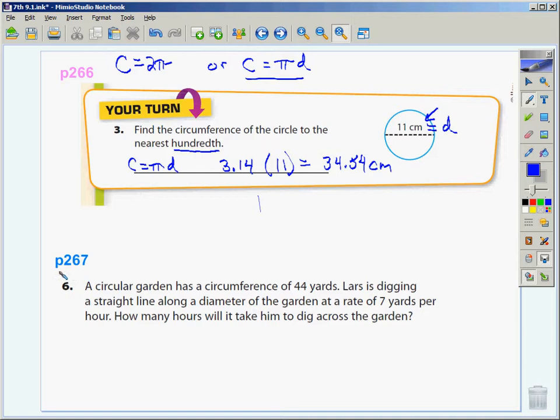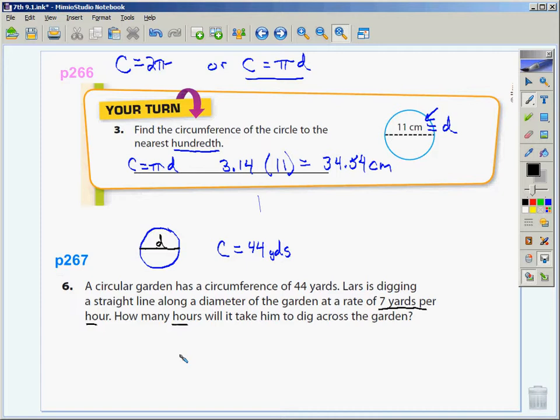If we flip to page 267, it says a circular garden has a circumference of 44 yards. They said I've got this circular garden, and that the circumference is equal to 44 yards. It says Lars is digging a straight line along the diameter of the garden. He's digging a straight line along the diameter. And he's digging at a rate of 7 yards per hour. And they want to know how long it's going to take him to dig the ditch.